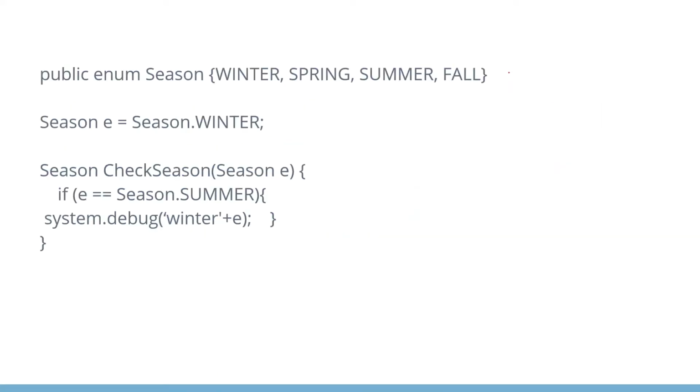For an example, we have public enum Season, which can be winter, spring, summer, and fall. So Season e equal to Season.WINTER. So e will hold the value of this winter. Now if Season e equal to Season.SUMMER, so Season.SUMMER is summer, and e is holding the value of winter. So winter is not equal to summer. This System.debug will print e, so that is winter. The result will be winter.